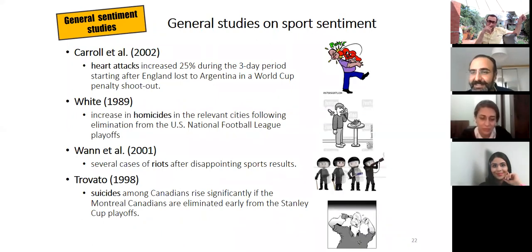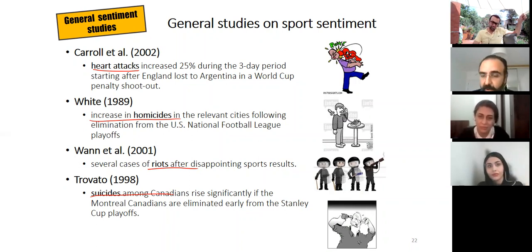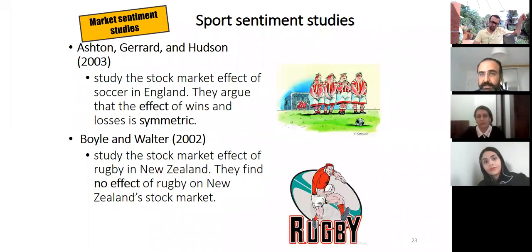Sports sentiment. You don't believe it, but we know that, for example, heart attacks go up during sports events. We know that there is an increase in homicide. We know that riots are happening. Suicides among Canadians rise significantly if the Montreal Canadiens are eliminated early from the Stanley Cup playoffs. But then we have two studies here.